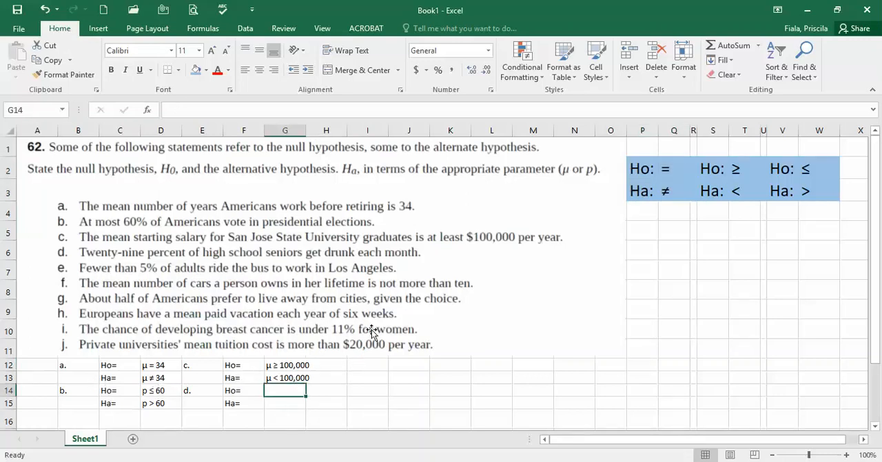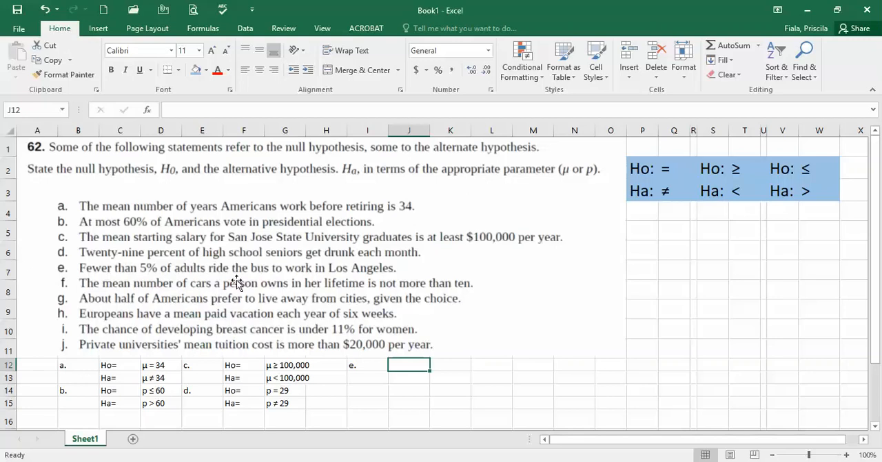So what we could do, I'm going to use these two right here, but I'm just going to change it. It's a proportion and it's telling you not at least 29%. It's telling you 29% is your proportion. Therefore, the alternative is that the 29% do not get drunk. That's what it says.